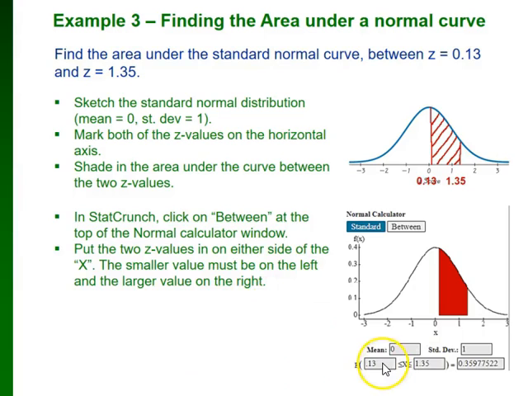It's important when you do this that the smaller one of these is on the left. They need to match what it's going to look like in the picture up here. If the 0.13 was to the left here, then it needs to be in the left box over here. I have those two values, and then if I click on compute, it will give me this picture. It matches the picture I had sketched, and this is my area or my probability.